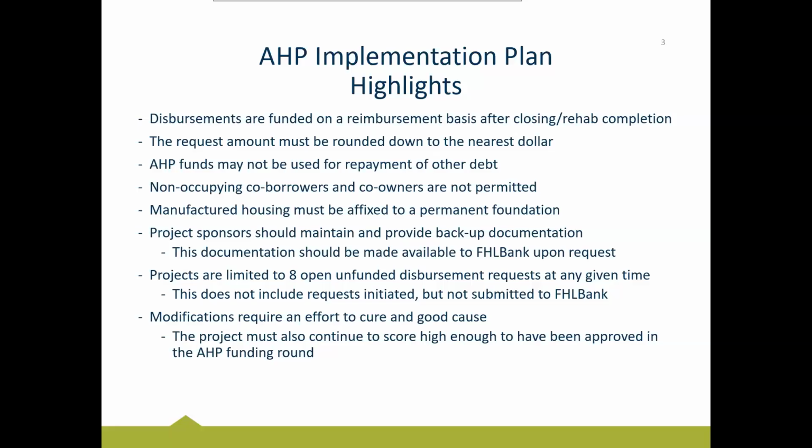This does not include any requests that you've initiated in the system but not submitted to us. So you can initiate them and be working on them. It only starts to count towards that 8 once submitted to us here at the Federal Home Loan Bank for review. And then, of course, anything that's already been funded is not going to count toward it. Those, of course, money has gone out the door, and we are good to go on those. The reason that we do this is we're trying to make sure, from an accountability end on our end as well as our sponsor end, that we're getting through disbursement requests and getting back in a timely manner, and getting that money out the door as quick as we can. Okay.